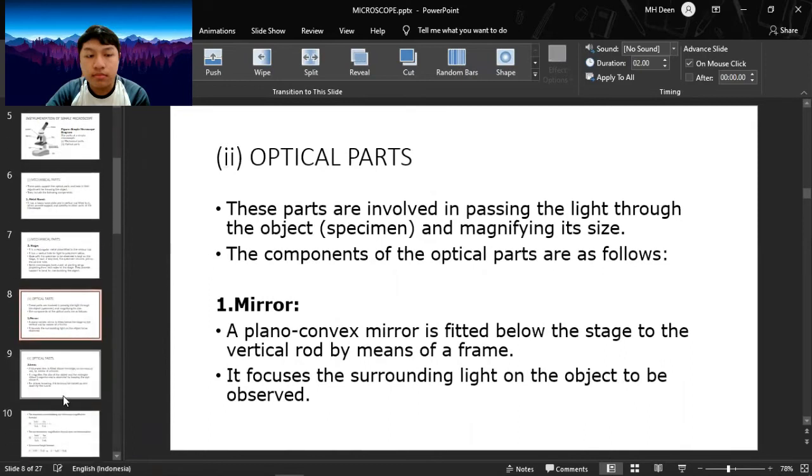Two, optical parts. These parts are involved in passing the light through the object or specimen and magnifying its size. The components of the optical parts are as follows. One, mirror. A plano-convex mirror is fixed below the stage to the vertical rod by means of a frame. It focuses the surrounding light on the object for the observer.